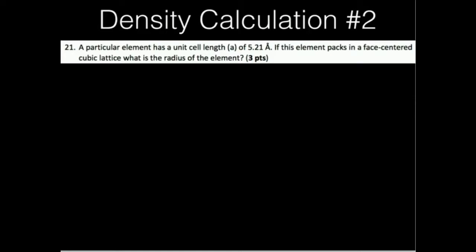All right, we got another problem here. A particular element with a unit cell length of 5.21 angstroms, and this element packs in a face-centered cubic lattice. What is the radius of the element?